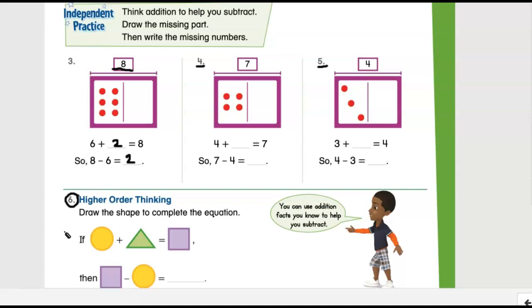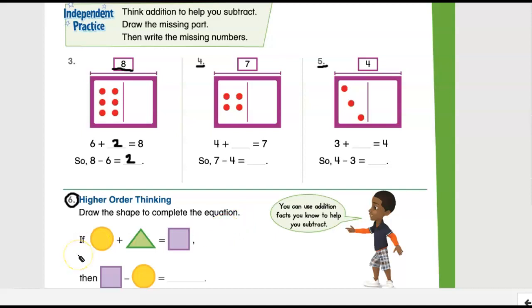Number 6 says, draw the shape to complete the equation. Our question says, if circle plus triangle equals square, then square minus circle equals blank. Our friend said facts you know to help you subtract. So this question's a little bit different. We're not dealing with numbers and counters. Now we're dealing with shapes.